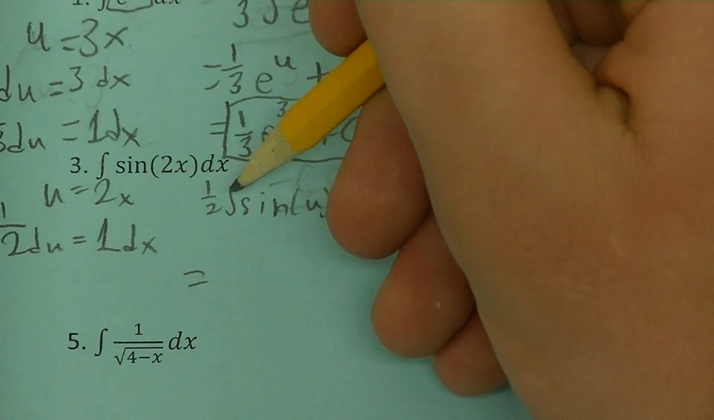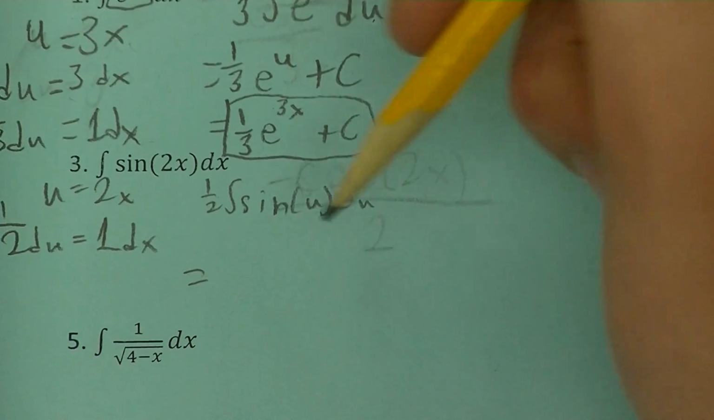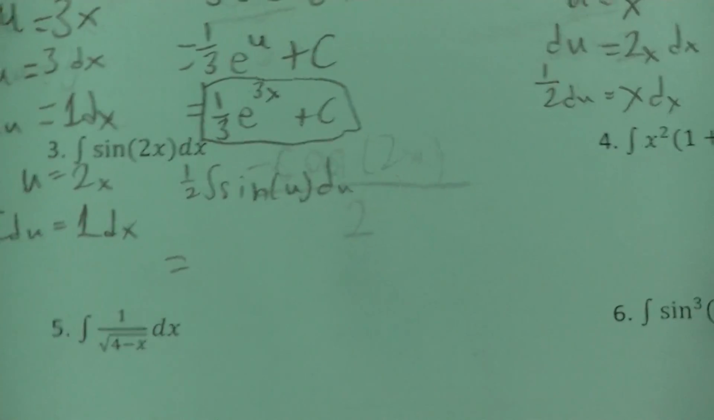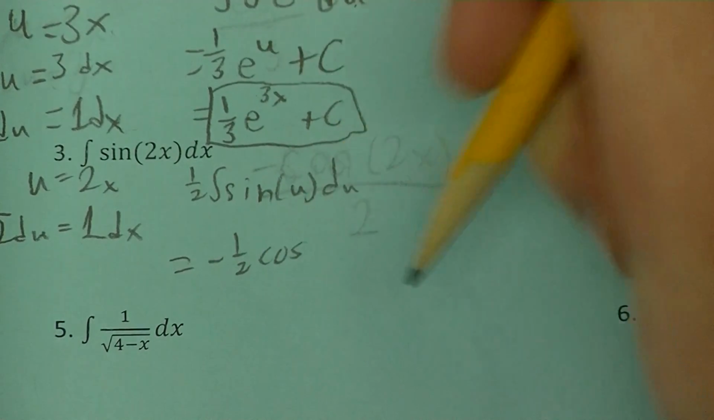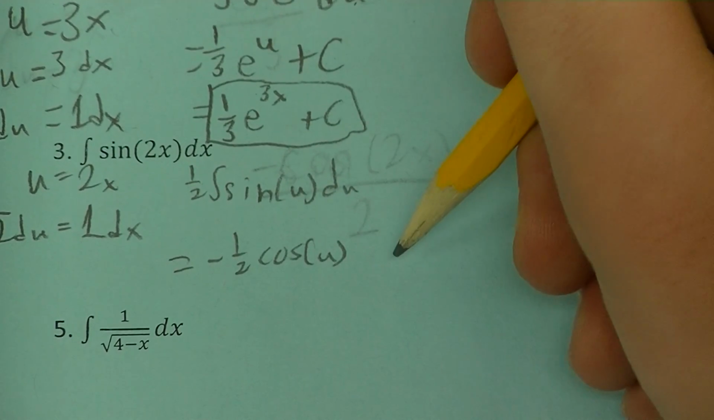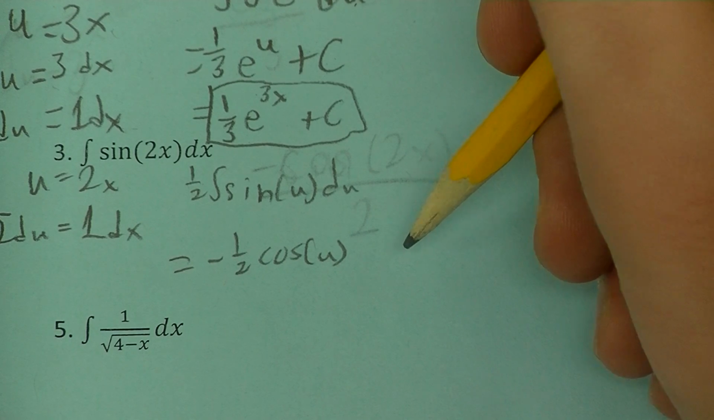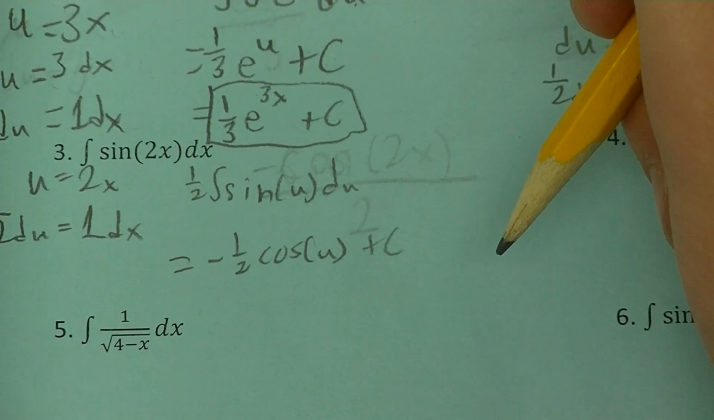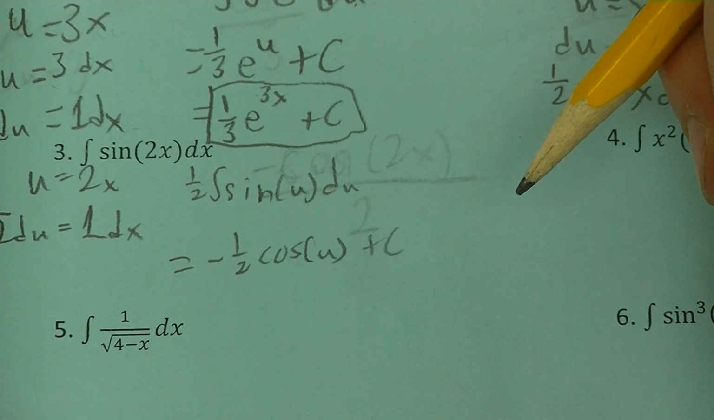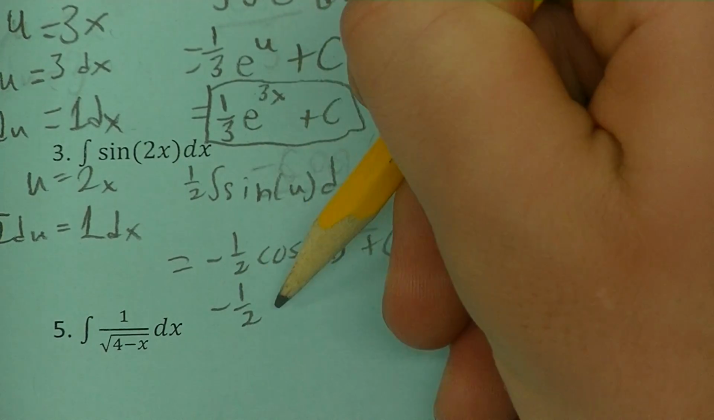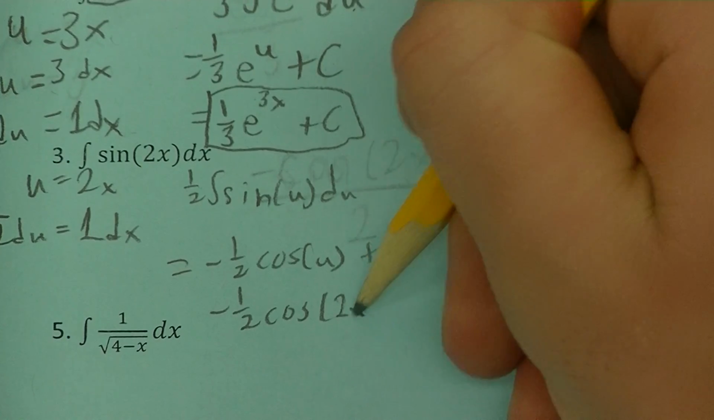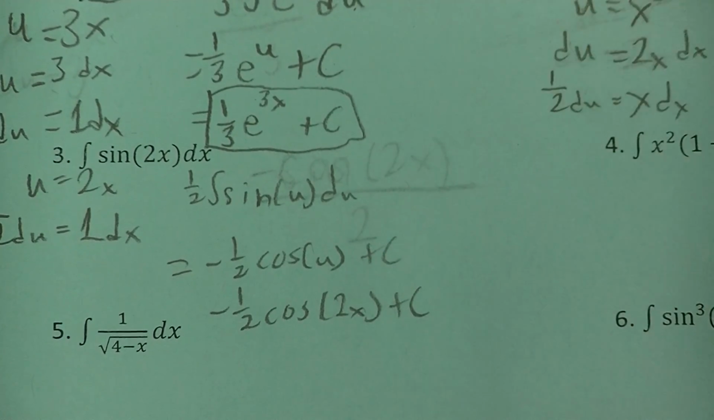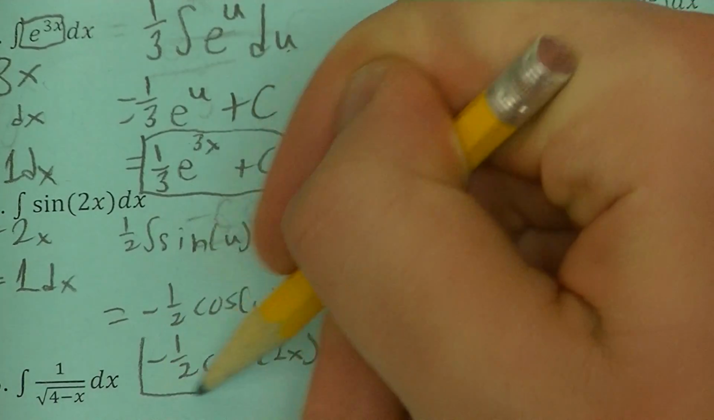equals, and once again, the integration of the sine is going to be negative cosine, so negative 1/2 cos u plus c. And now, once again, we just have to sub in the u, which is just our 2x. So yeah, those examples were pretty easy so far.